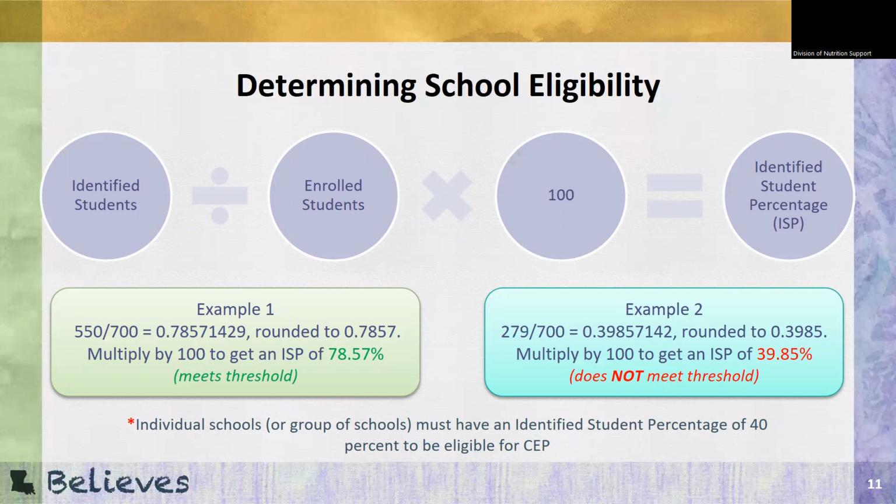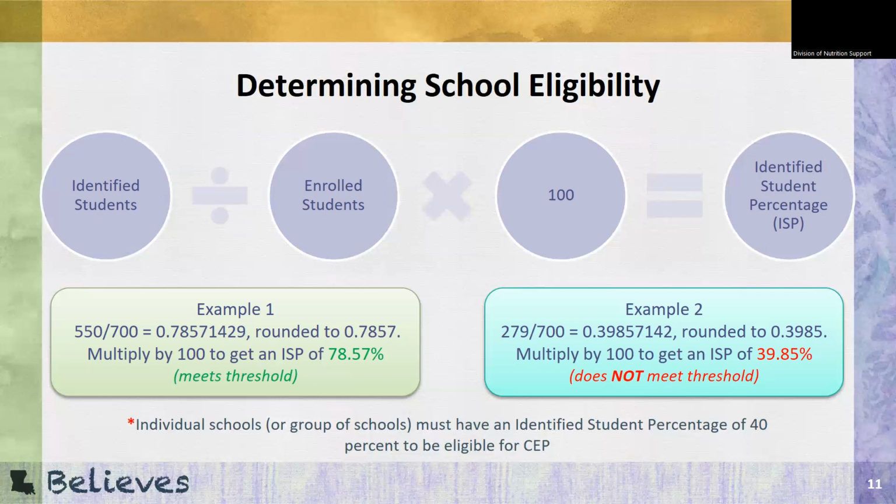I have provided two examples of percentages for you. The first example shows a school that has determined that there are 550 identified students with a total of 700 enrollment students. To find the identified student percentage, or ISP, you should divide the 550 identified students by the enrollment of 700, which will give you 0.78571429, which rounds to 0.785. Multiply by 100 to calculate the ISP of 78.5%, which meets the threshold.